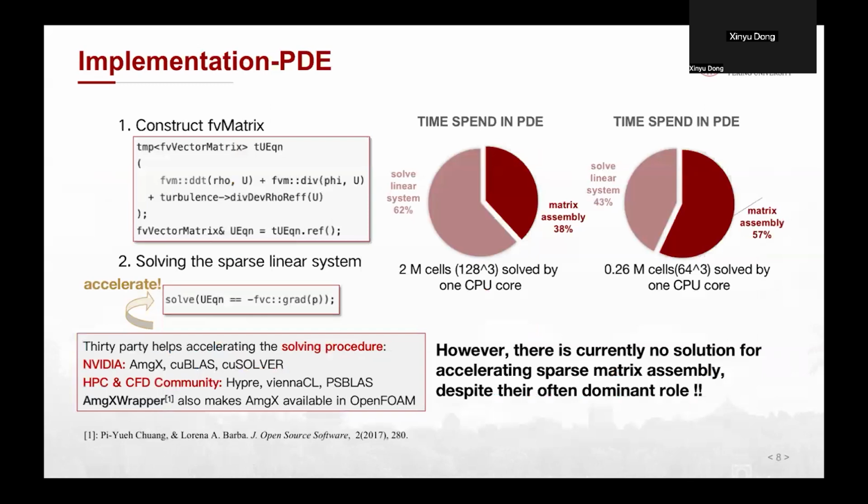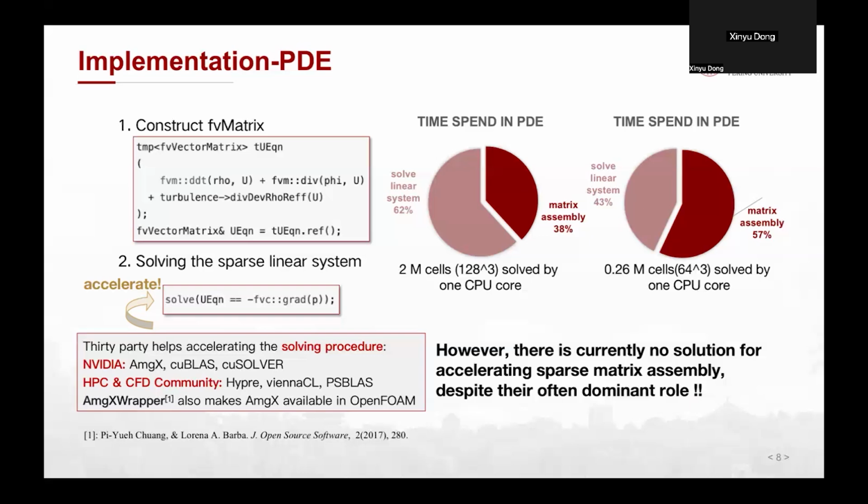Next, we will show our detailed implementation. First is the PDE part. The PDE solving contains two parts: matrix construction, namely the implicit FVM discretization, and the linear system solving. In general, solving the linear system is typically the most time-consuming task, and there are lots of third-party libraries developed by the math and HPC community, such as AMGX and the cuBLAS-based solvers. It should be noted that AMGX Wrapper also makes AMGX available in OpenFOAM.